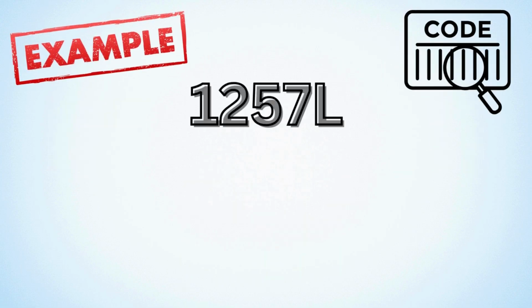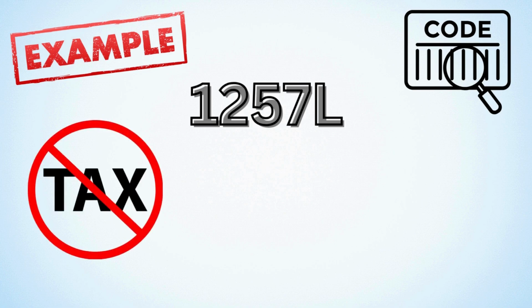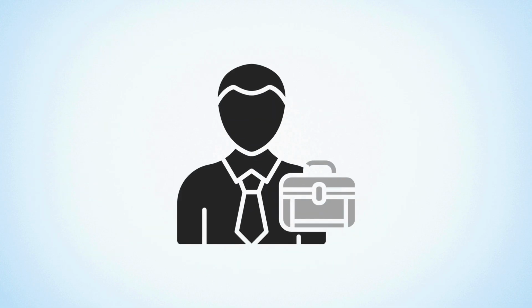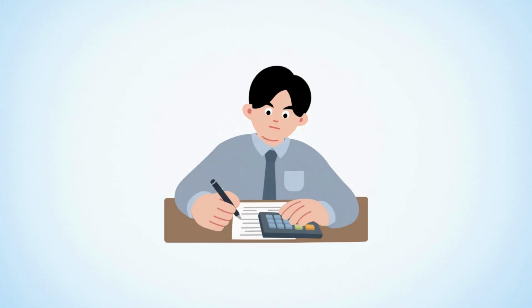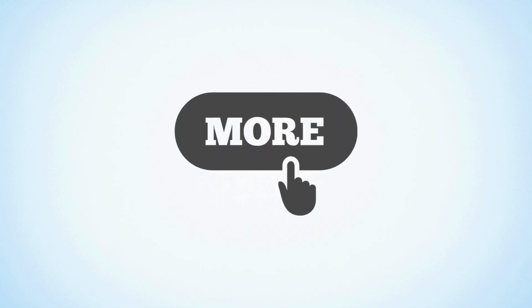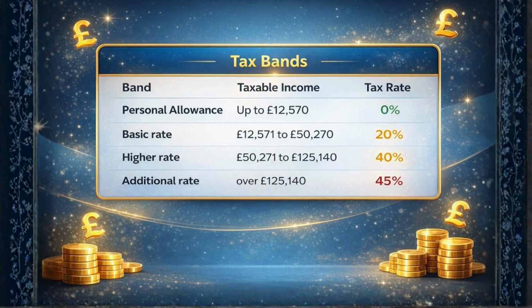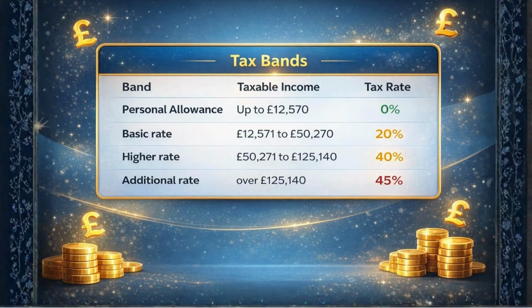For example, if your tax code is 1257L, that means you have a personal allowance of £12,570. The number corresponds to the allowance divided by 10. Your employer uses this allowance to calculate how much of your monthly earnings are taxable. If you earn more than your personal allowance in a month, you pay income tax on the amount above it, according to the current tax bands: 20% basic rate, 40% higher rate, and 45% additional rate. You can see these thresholds on screen now.